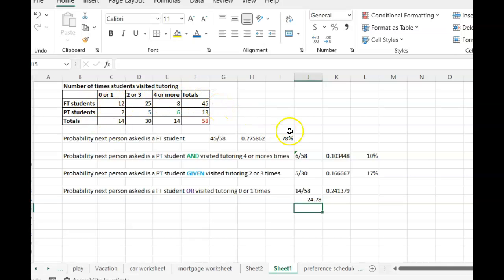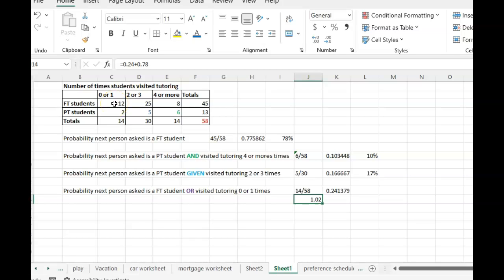The problem or the situation that we're in is that, see this number here, the 12, which is both a full-time student and visited tutoring 0 or 1 times. We have counted that twice because that has been incorporated into this total and it's been incorporated into this total. So we need to subtract out one of these 12s. So we can continue with what we had, which is adding, oops, that should be 0.24, sorry. And that doesn't make sense either. Hold on one second. 0.24. Oh, yes, it does, because we've counted 12 twice.